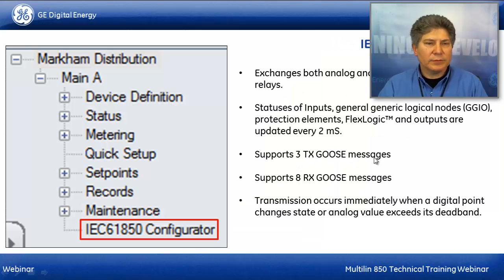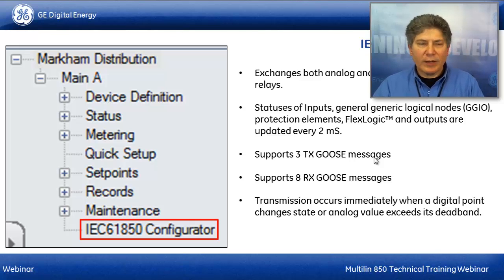All right. Now, coming down to the creme de la creme, we have the IEC 61850 configurator. Now, with the 850 relay, the 61850 configurator works with both analog and digital signals. We're monitoring the status of the inputs, outputs, protective elements. It's updated every 2 milliseconds.